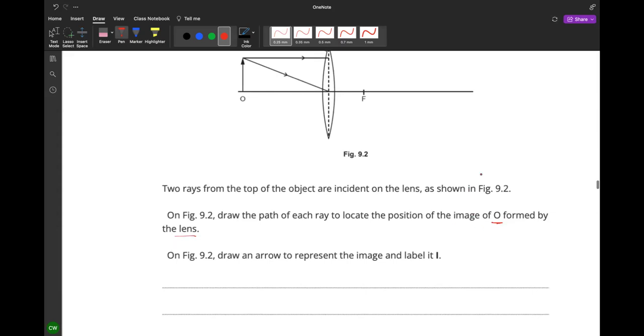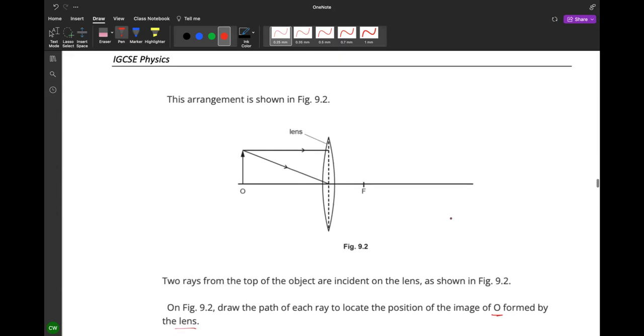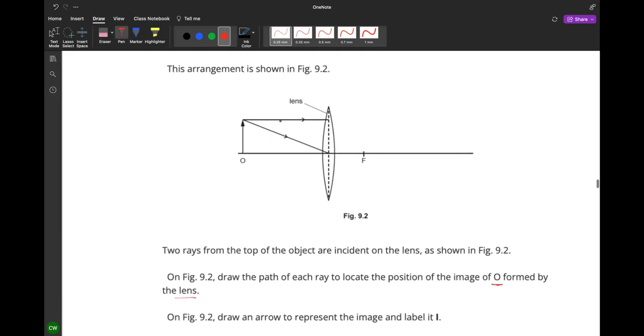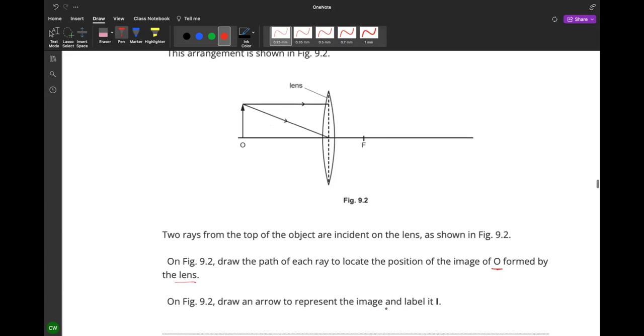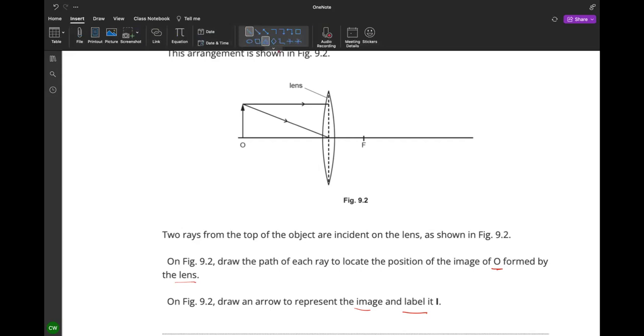How to find the I? Okay. So what you need to do is, we can see there are two rays here. So you need to draw an arrow to find the image I. So first, when this is parallel, then you should know the ray will be going down and pass through the focal point.